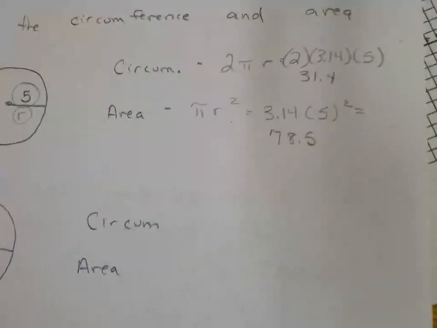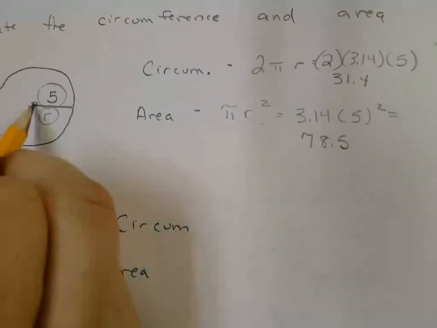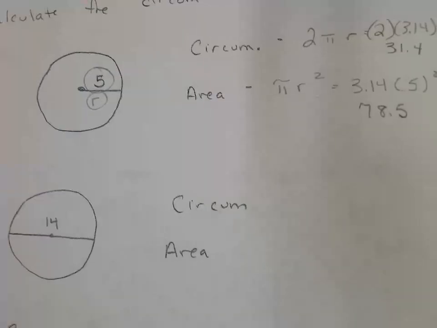So the radius is always that. Like, how do you know? Okay, so the radius goes from the center to the side of the circle. So let's look at one where they don't give me the radius. Okay, let's look at number 2.